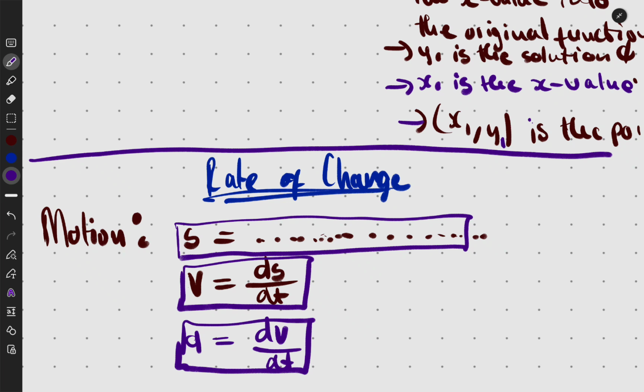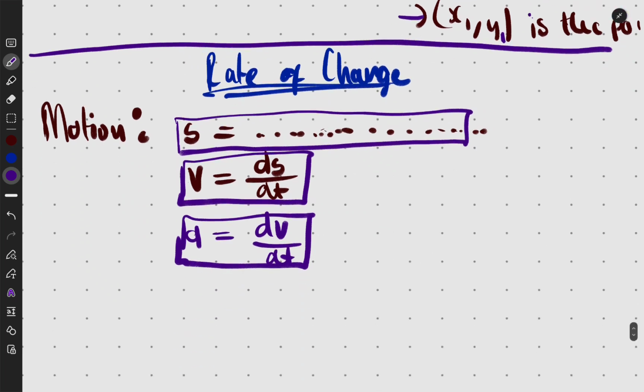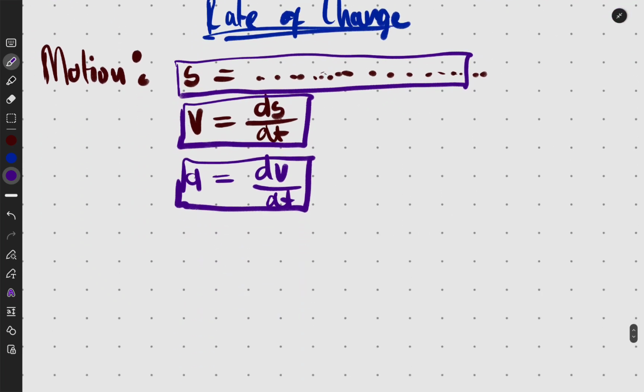Once you have found these values, you have found S, you have found V, or whatever, then you can start to apply them. So you must have S, you must have V, you must have A. Once you have them, you can start to apply them. The question can also ask you to give V and A in terms of T. You get them this way.